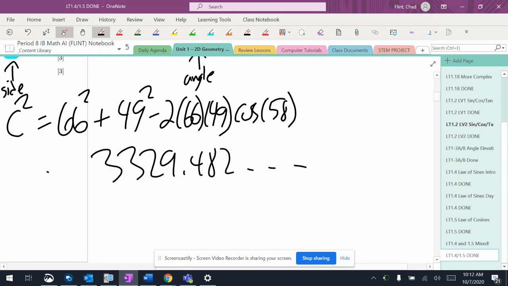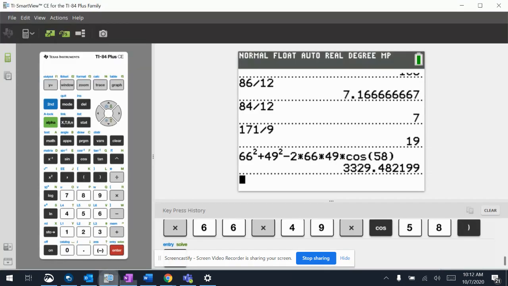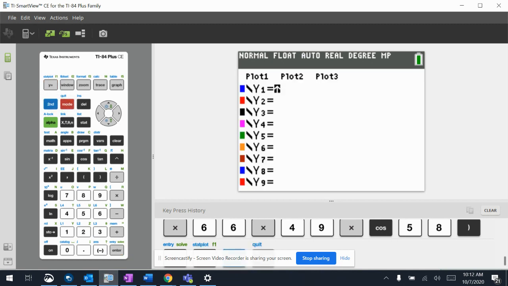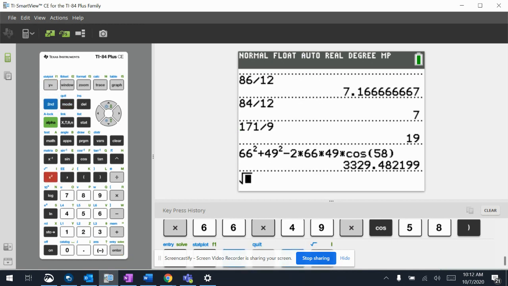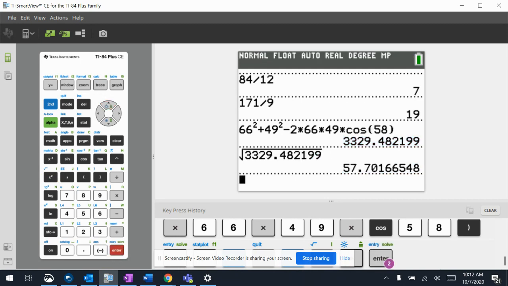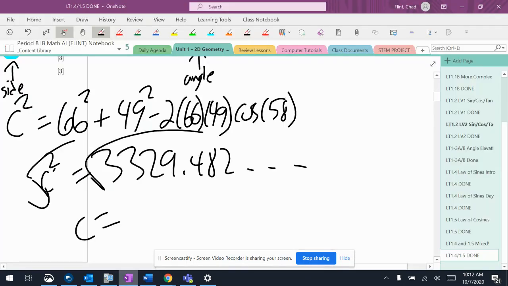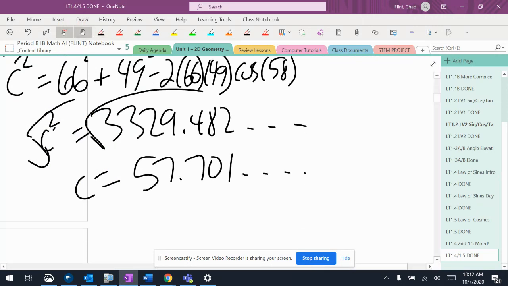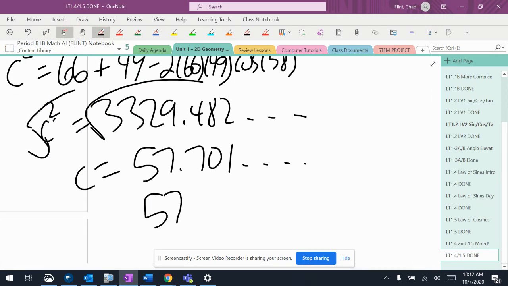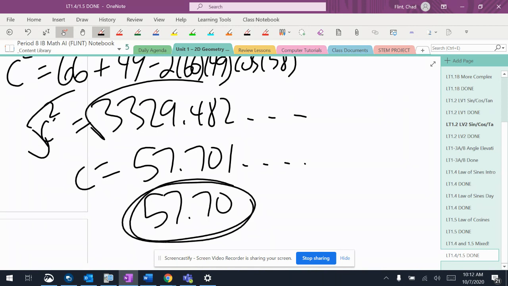3329.482, and so on. Remember, to get rid of the squared, we have to take a square root. So C equals, wrong button, second square root of that number right there is 57.701, which is going to be 57.70, because it does say hundredths place. Or no, it doesn't say hundredths place. It doesn't say anything. So that means we're going to go hundredths place on it.